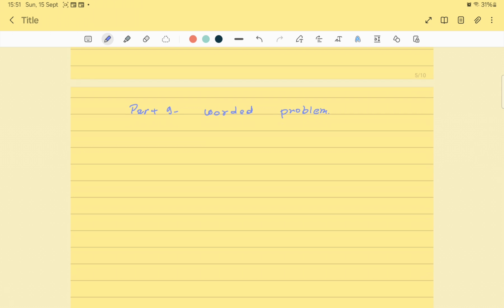And the last is a worded problem. The last question is a worded problem. So Jack has a yearly subscription. For the first month, he pays a price of £10, and for the rest of 11 months, he pays £8 per month. What is the total cost?